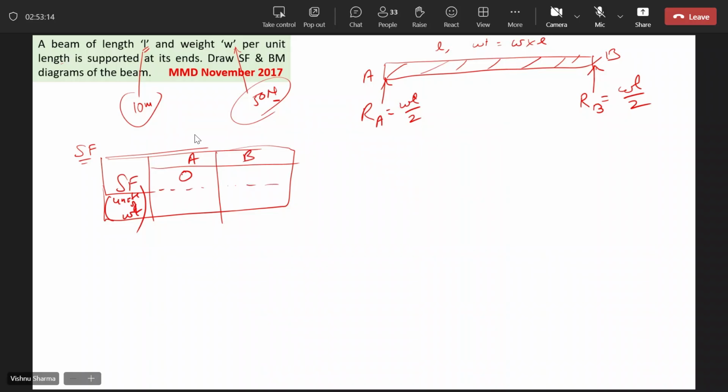To the left of A, it is 0. We carry forward 0 plus WL by 2. So here it becomes plus WL by 2. We carry plus WL by 2. We have minus W full weight, making it minus WL by 2. Minus WL by 2 plus WL by 2, making it 0. Do you agree, guys, with these values of SF coming at these 2 points? Yes or no? Am I right?